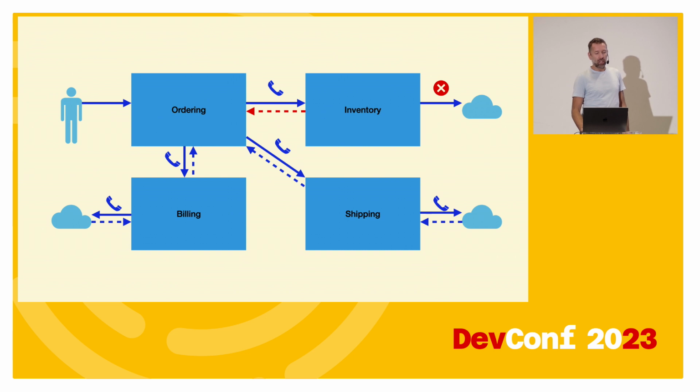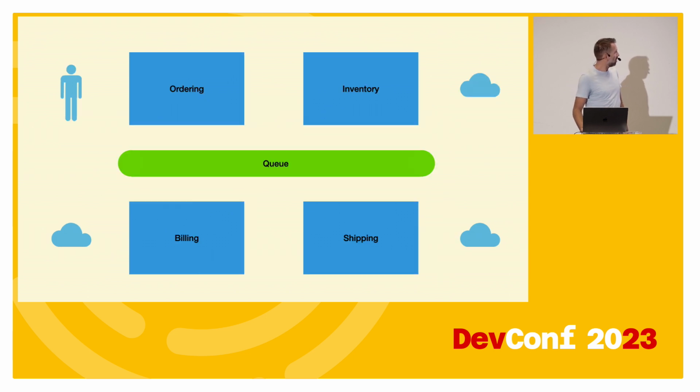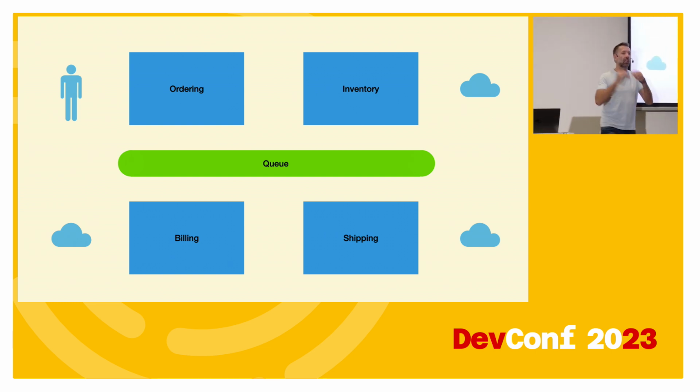So then you read about queues, right? So you read that queues are backed by disk, right? So when I put something in a queue, it's on disk.